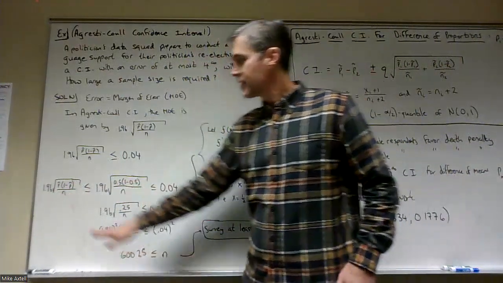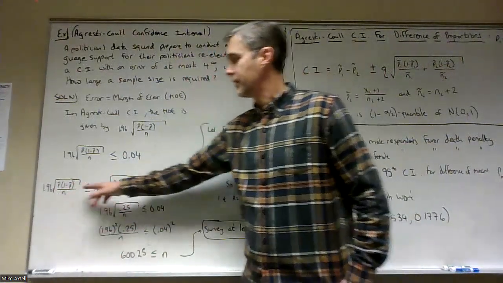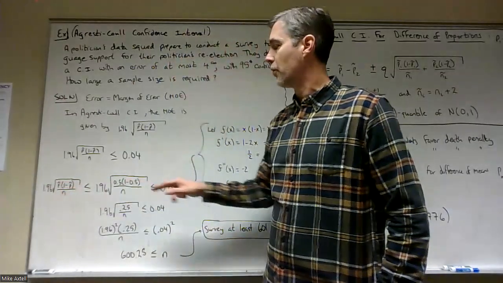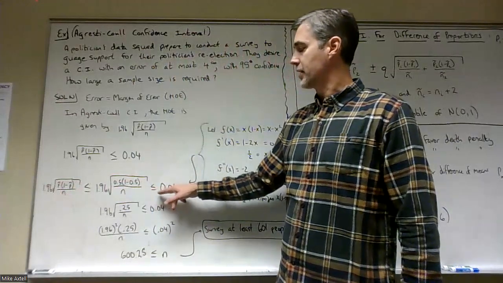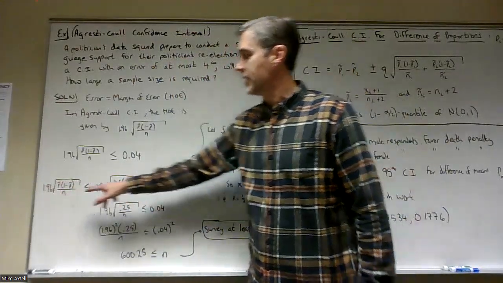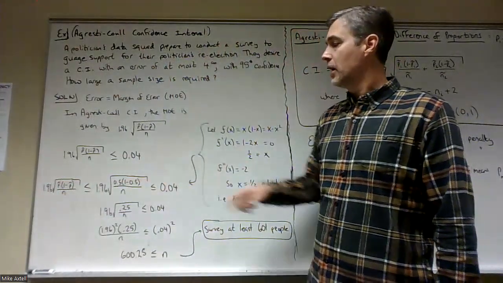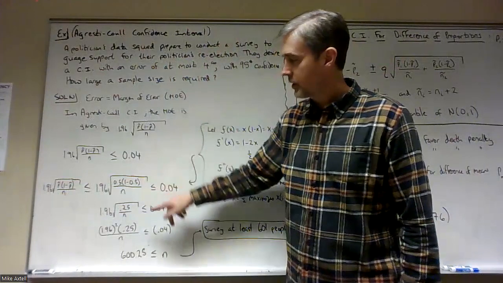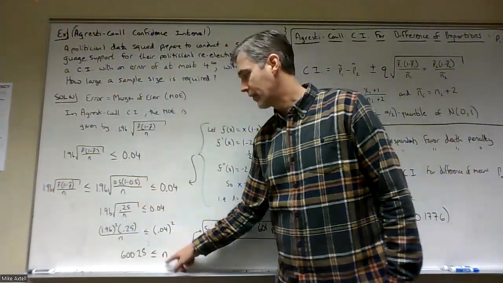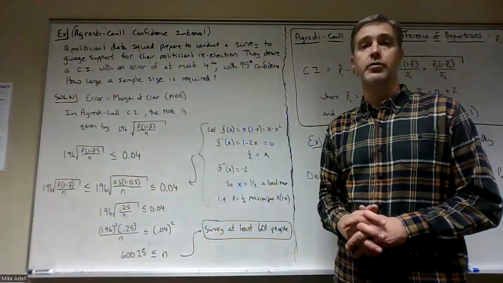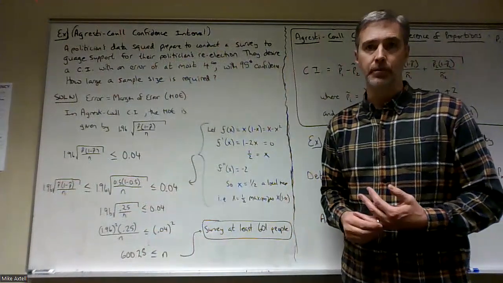So instead of setting this expression less than or equal to 0.04, I'm going to set this larger expression to be less than or equal to 0.04. And that will guarantee my expression is less than or equal to 0.04. And I've gotten rid of the p hats. So now I'm just going to focus on these two folks. 0.5 times 0.5 is 0.25. Do some algebra, and I crank out that n has to be greater than or equal to 600.25. So in other words, I have to survey at least 601 people, right?